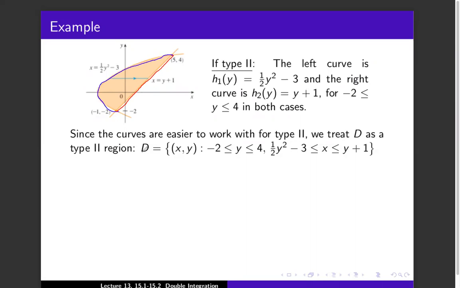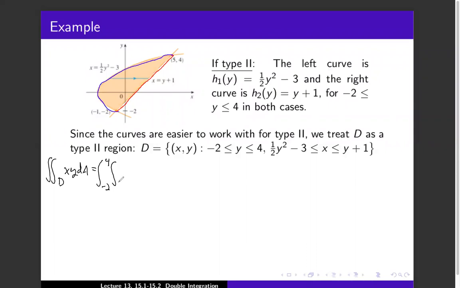Now, the curves are easier to work with for type 2, so we're going to treat D as a type 2 region. D is the points (x, y) where y is going from -2 to 4, and x is going from 1/2 y squared minus 3 to y plus 1. So now we can work out what our function is. Again, just to remind everyone, we're working with the double integral over D of the function xy dA, which is the integral from... now we're treating this as a type 2 region, which means we're going to integrate with respect to x first. So it's going from -2 to 4.